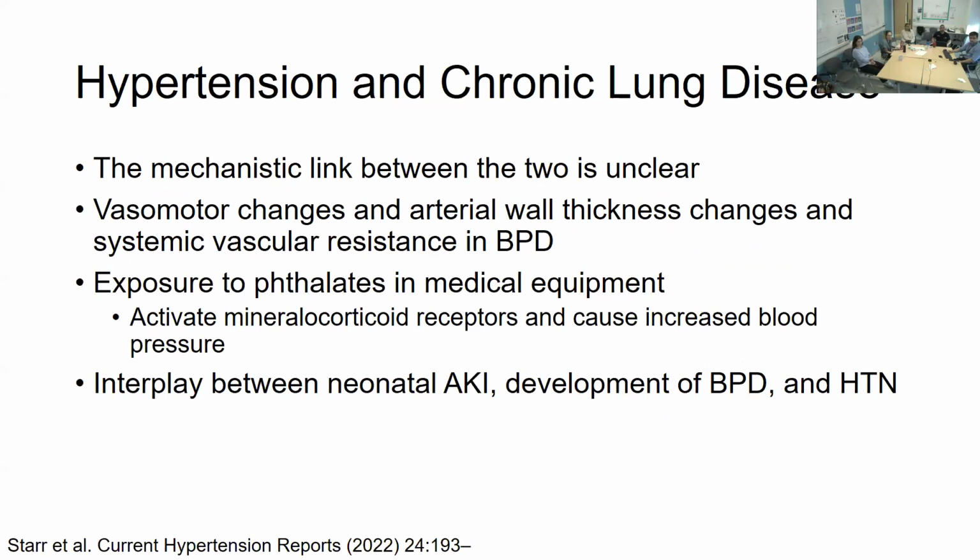I did want to touch a little bit on chronic lung disease because you see a lot of that. We do know that, depending on the study that you cite, anywhere from 10 to 30% of babies with chronic lung disease will develop some kind of hypertension at some point. It's not really clear what the mechanism between the two is. There's probably a lot of confounding factors involved. Some studies looked at arterial wall thickness changes and systemic vascular resistance in babies with BPD and how that might be a mechanism for them developing hypertension.